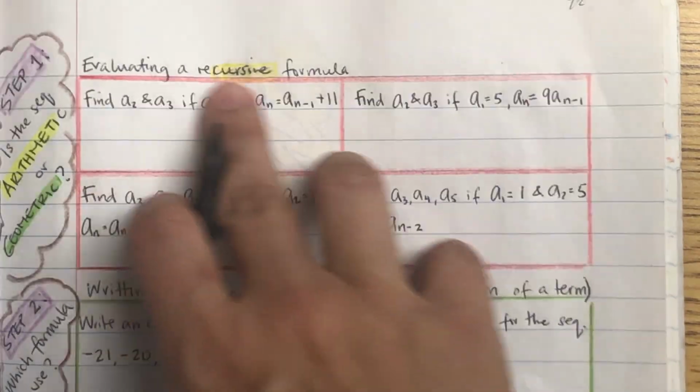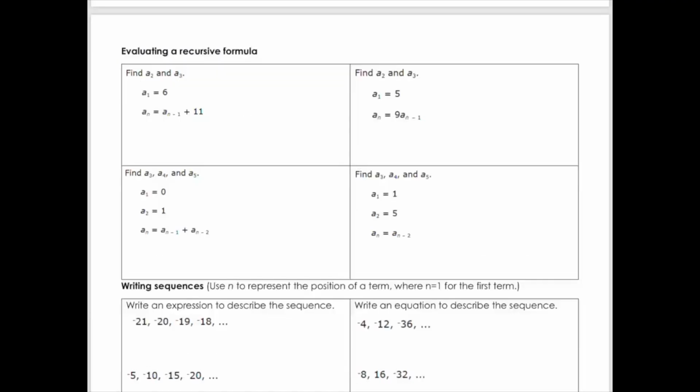So we're going to take a look at evaluating the recursive formula. Let's remember, arithmetic is a sub n equals a sub n minus 1 plus my difference, and geometric is a sub n equals r times my a sub n minus 1. Okay?